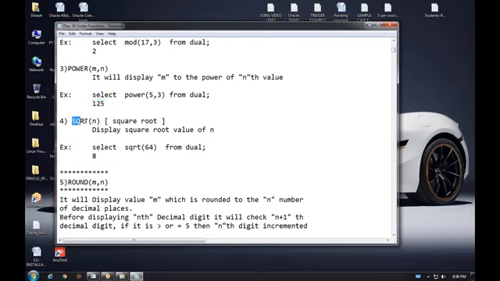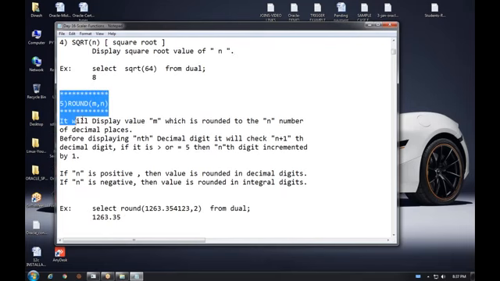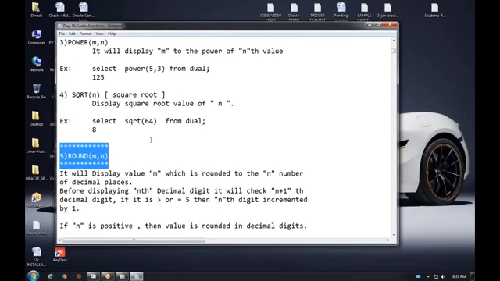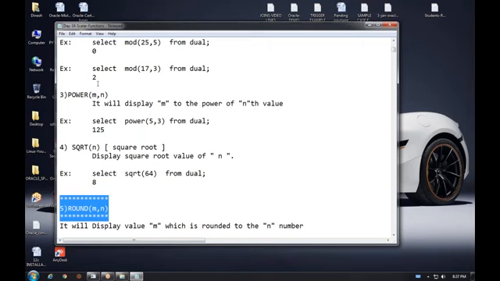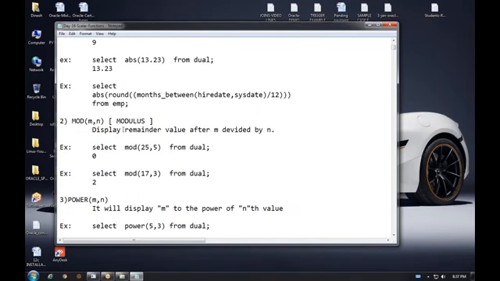Similarly, square root. SQRT stands for square root. The square root function finds the square root value of the given value n. So here square root of 64, the answer is 8. Now ROUND of m comma n. Before going to ROUND of m comma n, let me discuss the practical session of these four functions: first ABS, next MOD, next POWER, next SQRT.